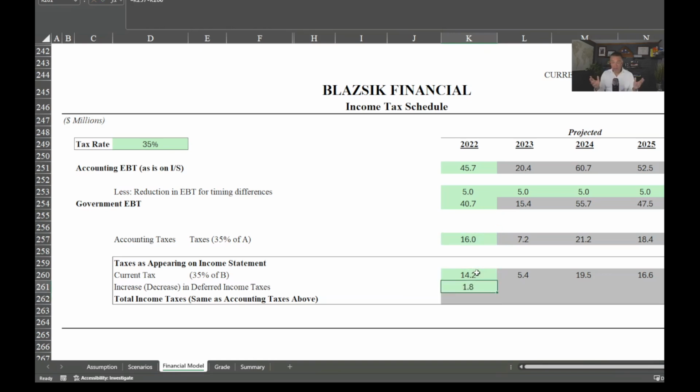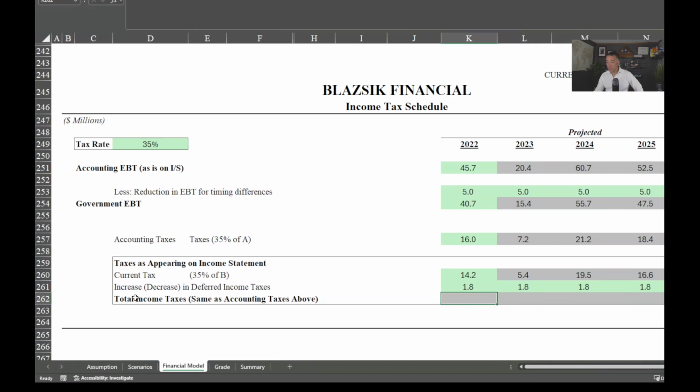Or what we could have done was take that 5 million and multiply it times the 35%. That's going to be the same number. The reason is that 5 million gets to be deferred out. So that's 35% of the 5 million.